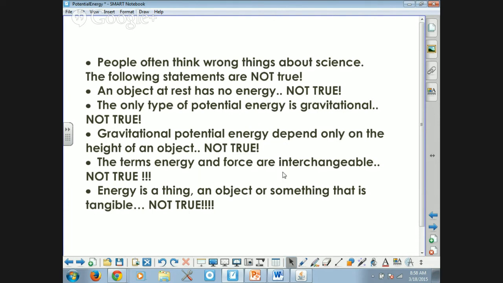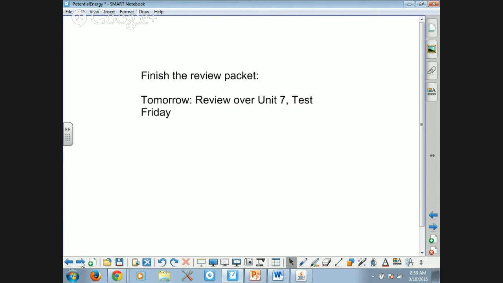Just to keep you on your toes on that one, there was another question from that same student from the University of Illinois asking about that. So the fact that maybe you think that does not mean that you are alone in this world. It means that a lot of people think that energy and force are interchangeable. So I'm just here to tell you that they're not. And then finally, that energy is a thing or an object or something that's tangible. And although you can feel the force of the magnets, you are not touching the energy.